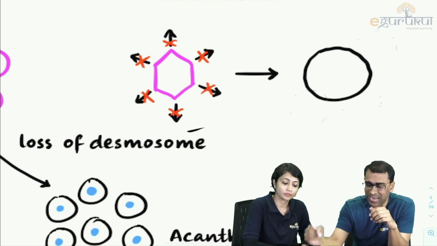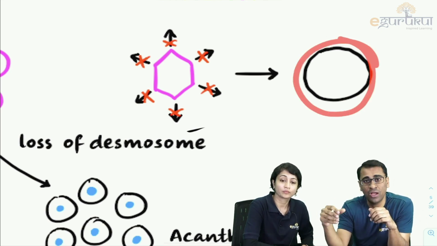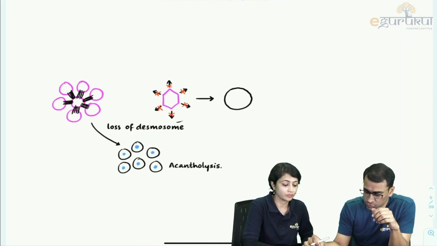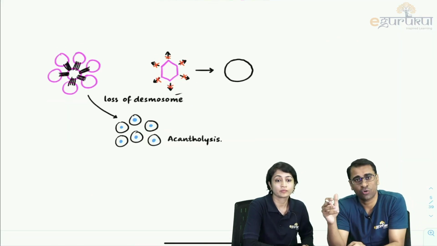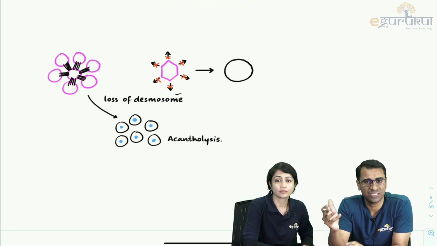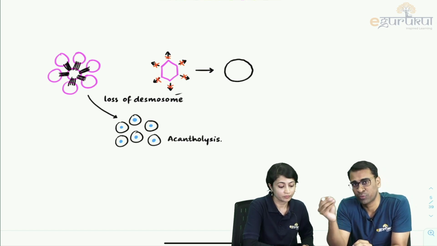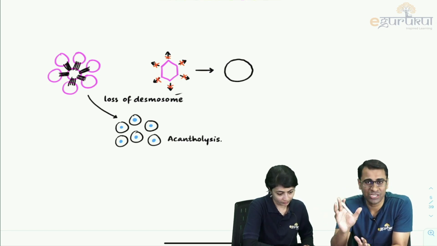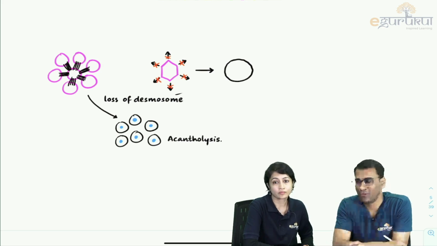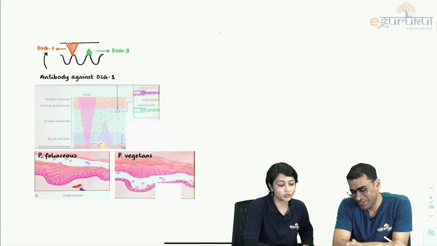So this is called an acantholytic cell. That is what is called acantholysis, or loss of desmosomes, loss of cadherins, whatever you want to name it. Cadherins are made of proteins called desmogleins, which I'm very sure will be the hero of our discussion today, isn't it? Desmogleins, for sure.